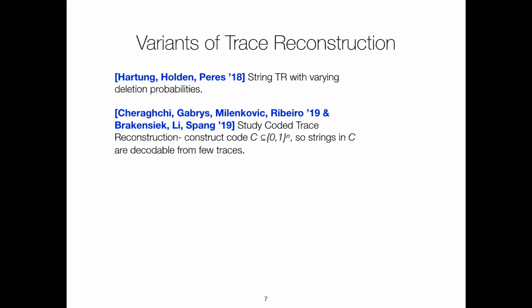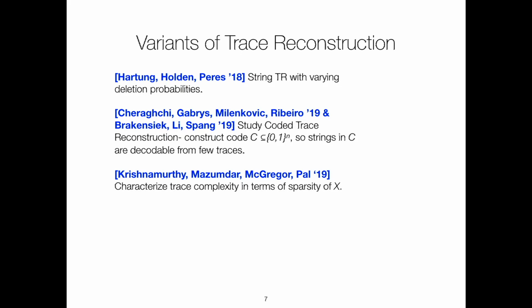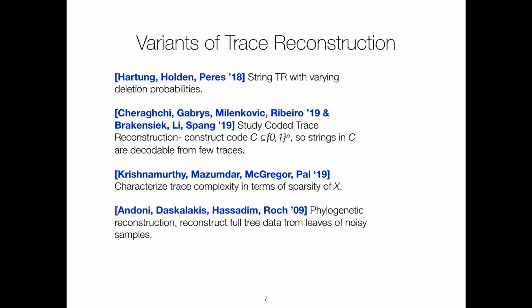You can also imagine that instead of it being any binary string, you create some alphabet which you sample from instead. You can characterize the trace complexity in terms of the number of ones in your original string. There's also other earlier work on a more biology-related question about reconstructing labeled trees when you are only given access to the leaves of the tree.